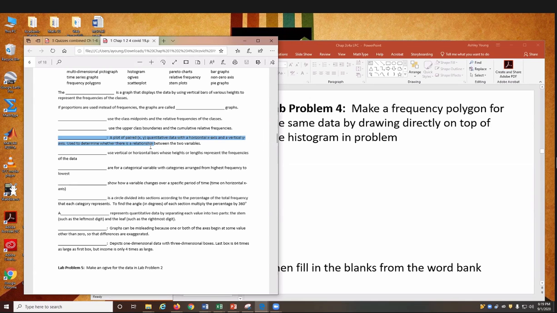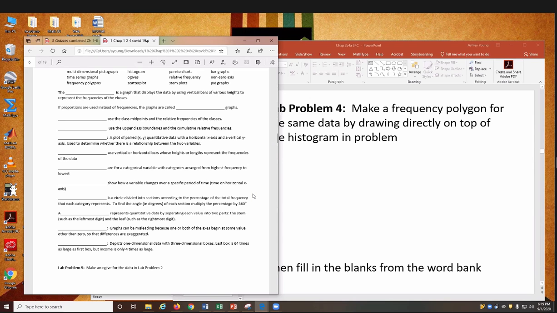Group five, read the next two. For the first one, we said scatter plot. Read it all. Scatter plot: a plot of paired x and y quantitative data with a horizontal x-axis and a vertical y-axis used to determine whether there is a relationship between the two variables. Great. And for the next one, we said bar graphs use vertical or horizontal bars whose heights or lengths represent the frequencies of the data. Great. Group six, next one.